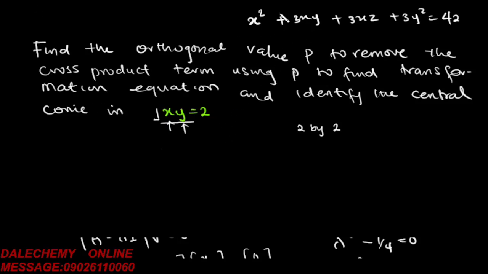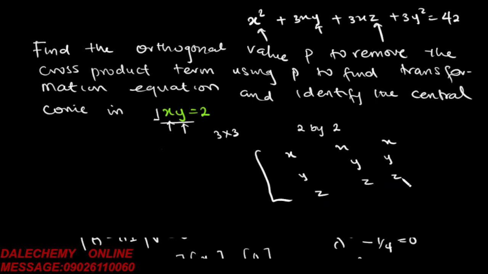Because we have x, y, and z, we have 3 unknowns now. So that's going to be a square matrix with 3 sides, 3 by 3. So all you do is write x, y, z down the rows and x, y, z across the columns. Now I start multiplying by x, y, z from left to right: x squared, xy, xz; yx, y squared, yz; zx, zy, z squared. Then you put the coefficients one by one.